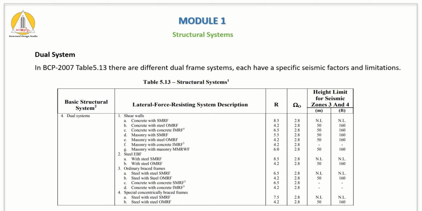So this is the table explained by the Building Code of Pakistan, where you can use the different systems. For example, if you are using shear walls with SMRF, the R value is 8.5, and there is no building height limit. That is why this system with the SMRF is used worldwide. If you are using IMRF, there is a limit on the height of the building, so you cannot build a building greater than 160 feet. Similarly, there is also no limit if you are using the steel system with SMRF; there is no limit on the height.